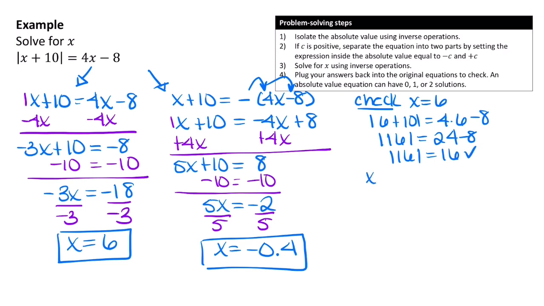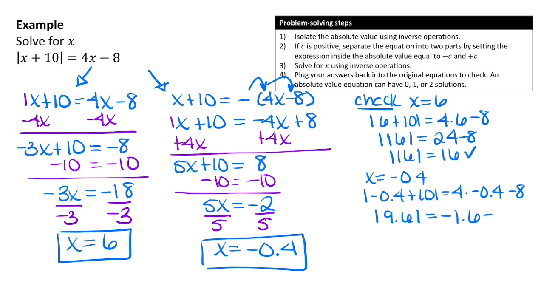Now let's try checking x equals negative 0.4. So I have the absolute value of negative 0.4 plus 10, and I'm checking if that equals 4 times negative 0.4 minus 8. Well, negative 0.4 plus 10 is going to be equal to the absolute value of 9.6. And so that's equal to 4 times negative 0.4, which is negative 1.6. Negative 1.6 minus 8. So this is saying the absolute value of 9.6 is equal to negative 9.6.